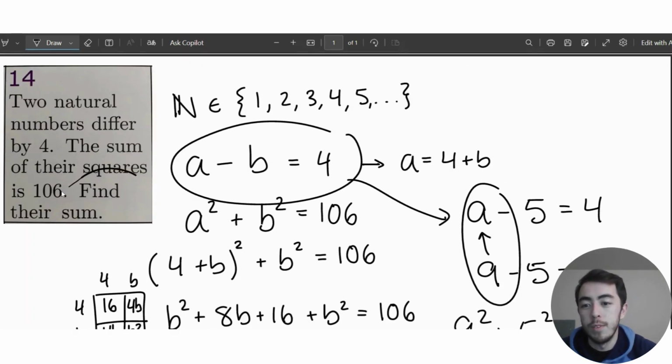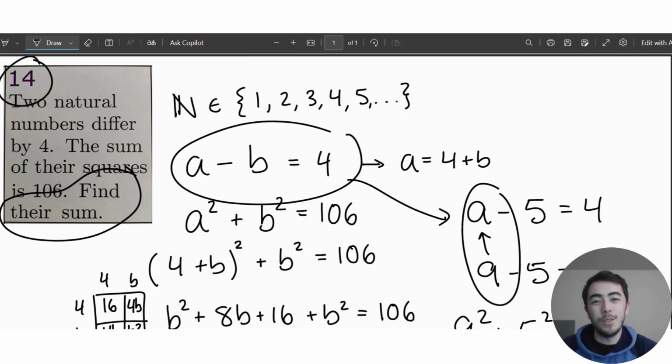Got it. Well, what's the sum of 9 and 5? That is 14. Sweet. We did it.